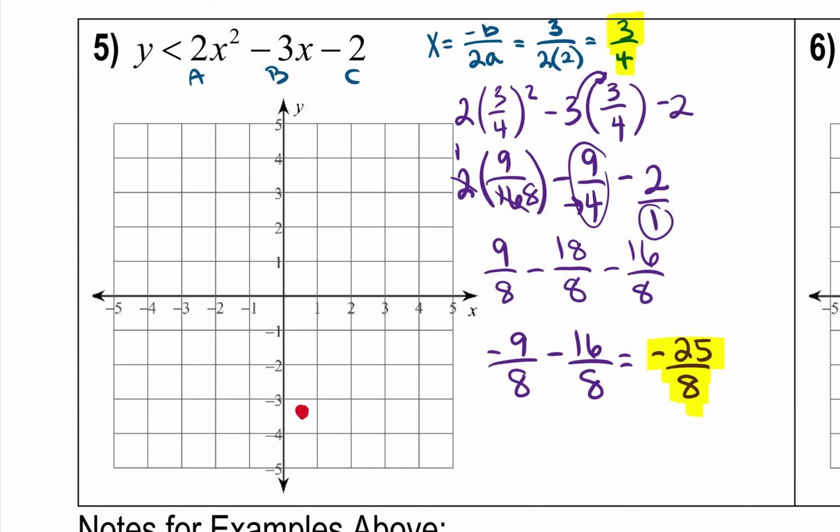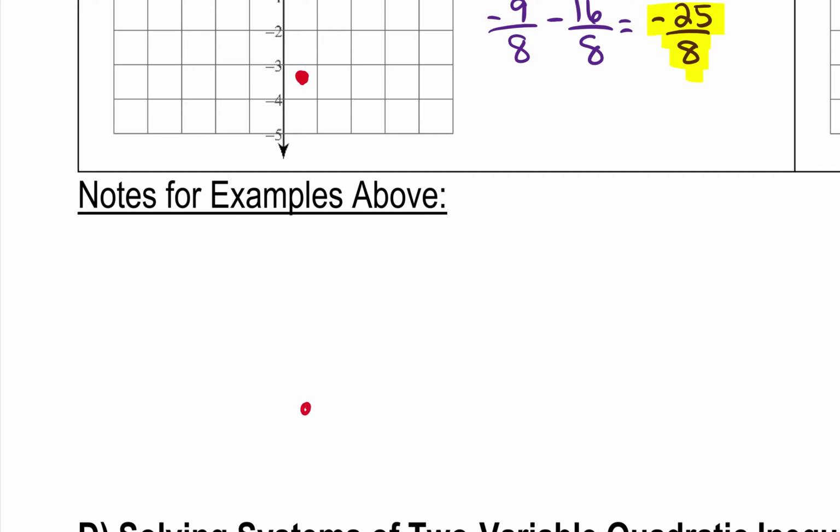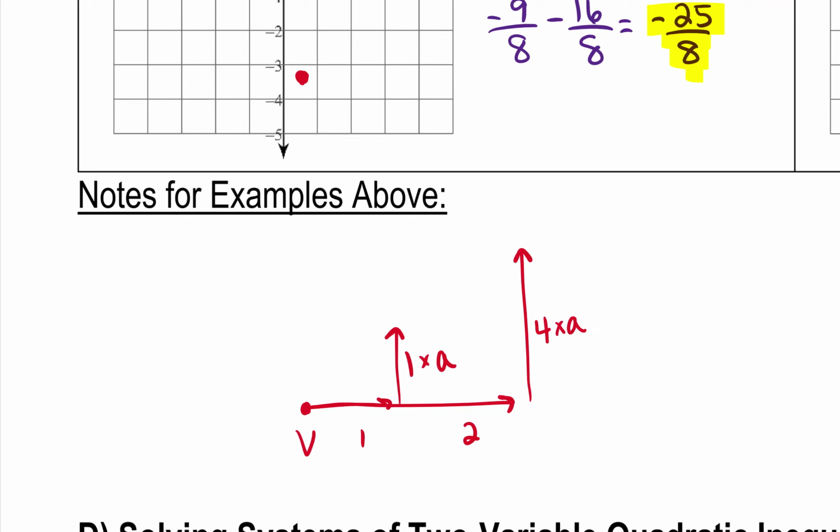Now we have to go back and use the quadratic pattern. Remember, the quadratic pattern from the vertex is over 1, up 1 times a, and then over 2, and then up 4 times a. And that would be the same, it'd be repeated on both sides. So eventually, if you go this way and go up, I do the same.